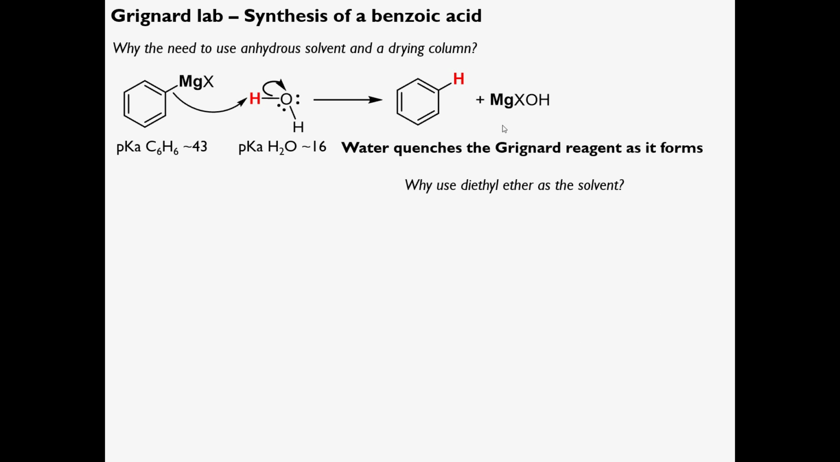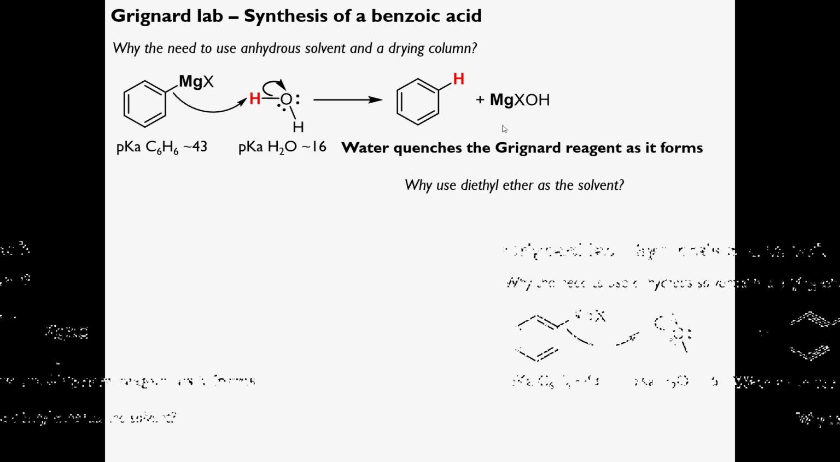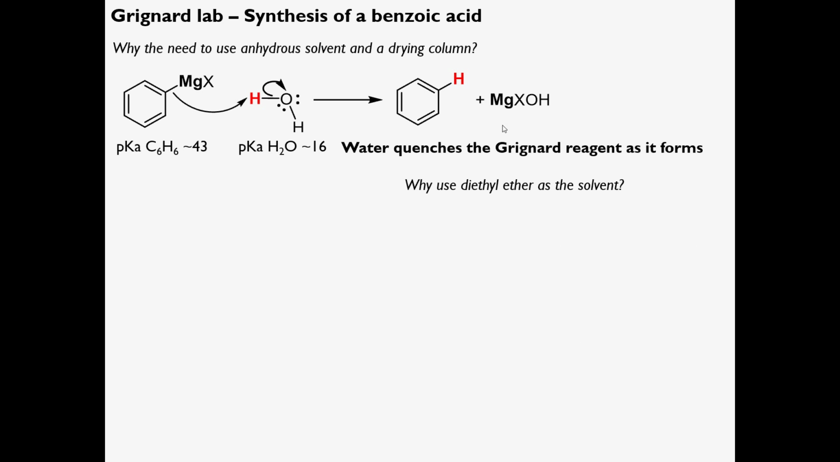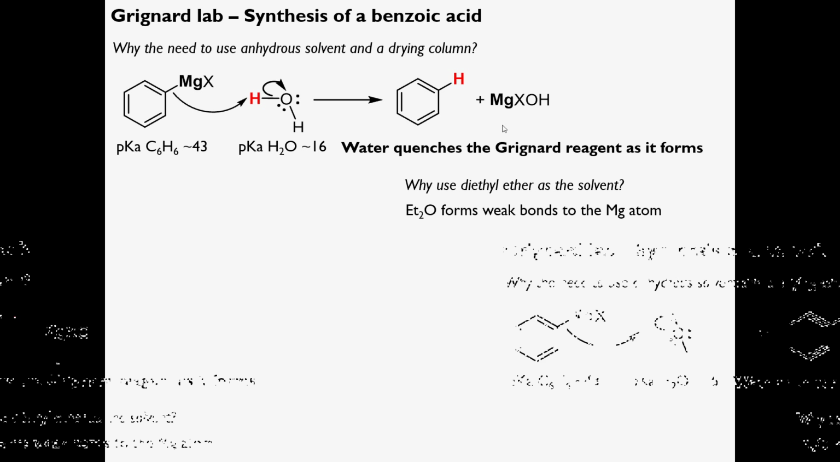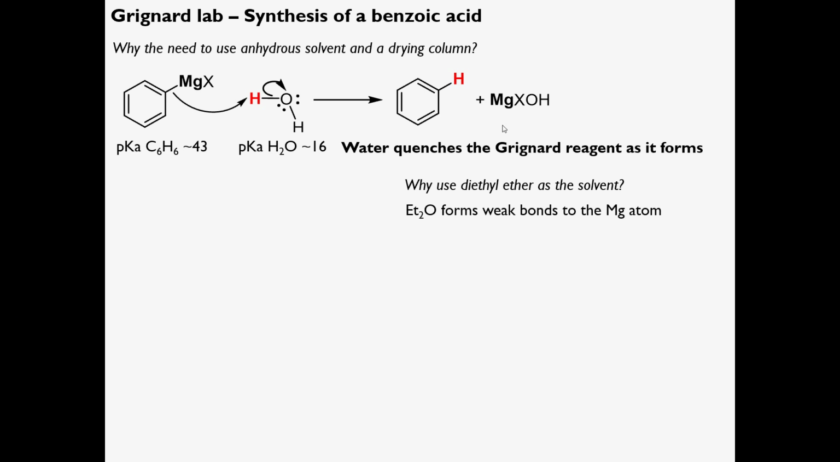Well, we use diethyl ether and ethers in general because of their ability to form weak, kind of sticky bonds to the magnesium atom of the Grignard reagent. These are certainly not classic two-centered two-electron bonds. It's really a transfer of electron density from one of the lone pairs of the oxygen atom to the magnesium atom. It just kind of calms down the reactivity of the magnesium atom.